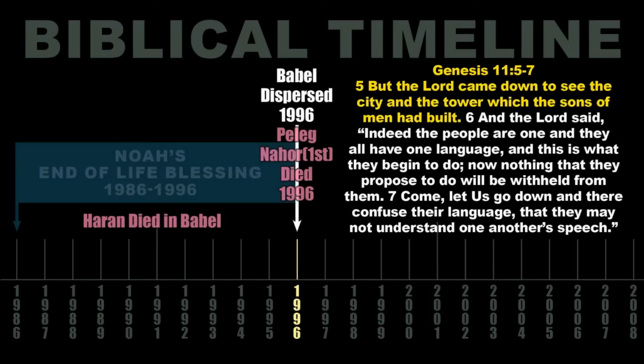But the Lord came down to see the city and the tower which the sons of men had built. And the Lord said, Indeed the people are one, and they all have one language, and this is what they begin to do. Now nothing that they propose to do will be withheld from them. Come, let us go down, and there confuse their language, that they may not understand one another's speech. The Lord came down to stop the city and the tower from being built.